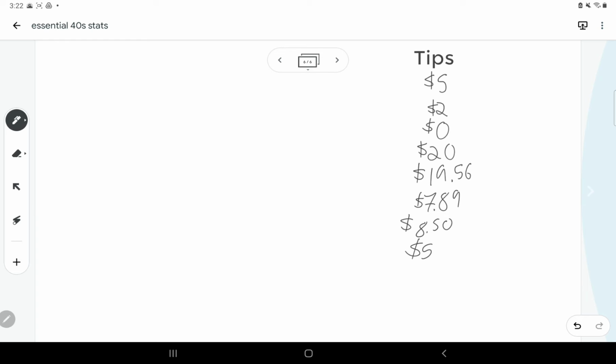Okay, so let's talk about the mean, the median, and the mode. So we'll do mean first. Mean, if we recall, is the sum of all terms divided by the number of terms.